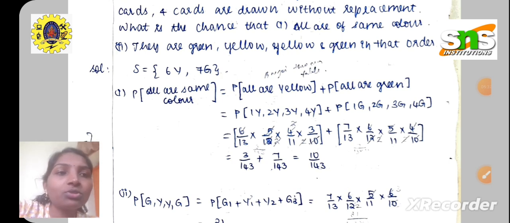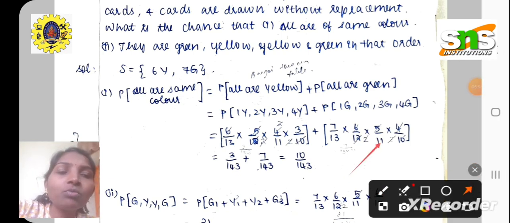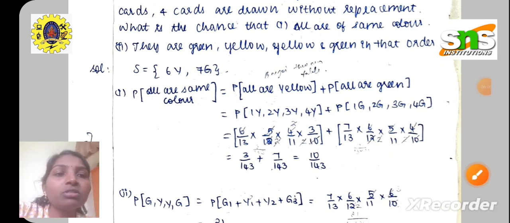In a similar way, if you are drawing one green card out of 13 cards inside the bag, there are only 7 green cards. In the second case, one is already drawn, therefore the total number of cards will be 12, and the green cards inside the bag will be 6; 1 will be reduced. Similarly, in the third draw you will have only 11 cards in total, and from 6 green cards you will have only 5 remaining. The last one goes in the same way, and on simplification you will have the value 10 by 143.